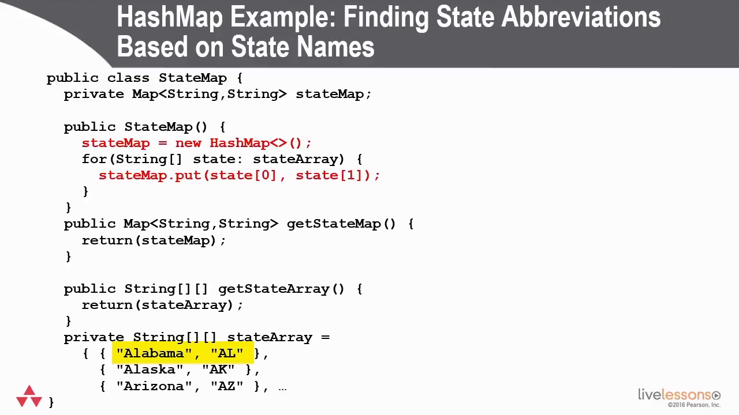So I make a HashMap. There's the type. There's the concrete value. And then I loop down the arrays, and I do a bunch of puts. The first entry in the subarray is the key, Alabama. The second entry in the subarray is the associated value, AL, which means later on I'm going to pass in state names, and I'm going to get out state abbreviations. You cannot go the other way around. You can't go from the abbreviations to the states. If you want to go both ways, you have to make two HashMaps.